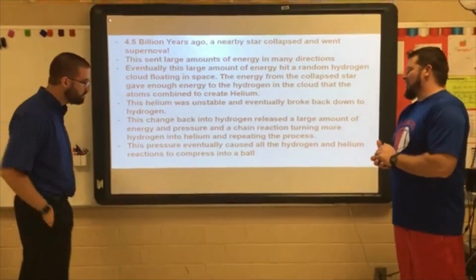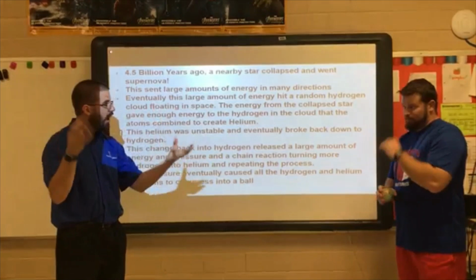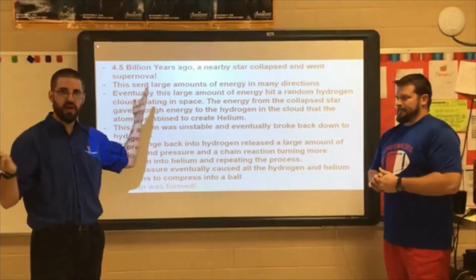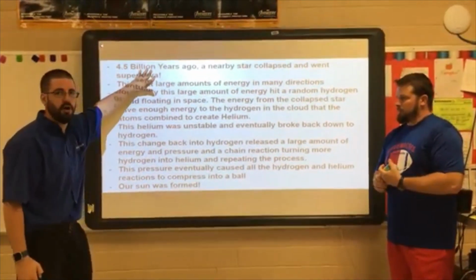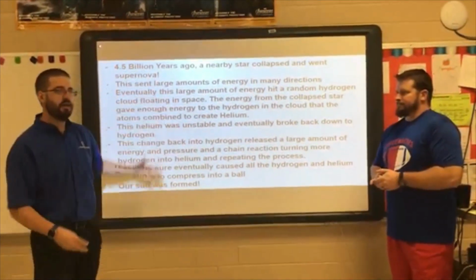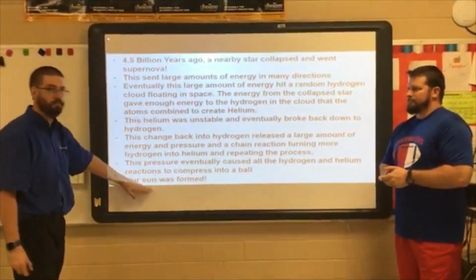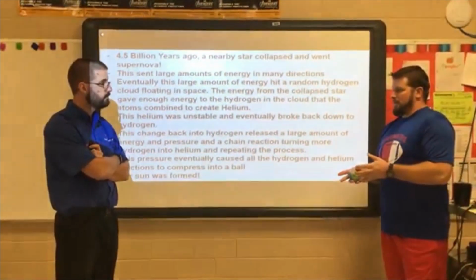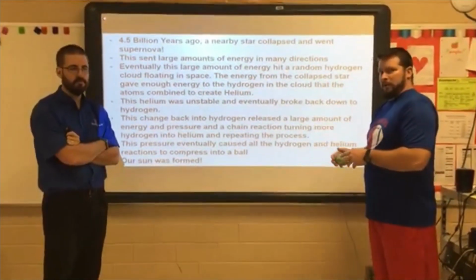This pressure eventually caused all the hydrogen and helium reactions to compress into a ball. So it's a giant hot ball of hydrogen and helium, which sounds like our sun. And this is how our sun actually formed, due to a large supernova star, billions of light years away, going supernova, causing a hydrogen cloud that turned into helium, break back down into hydrogen, helium, hydrogen, compression, boom, our sun. So you're saying our sun's story is a long, long time ago in a galaxy far, far away is what had to happen.